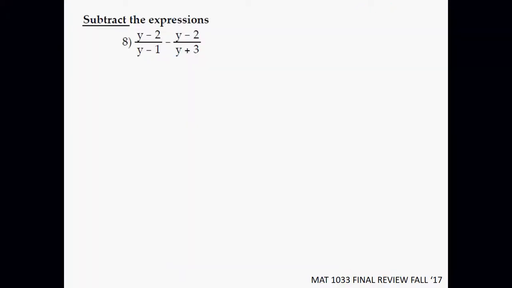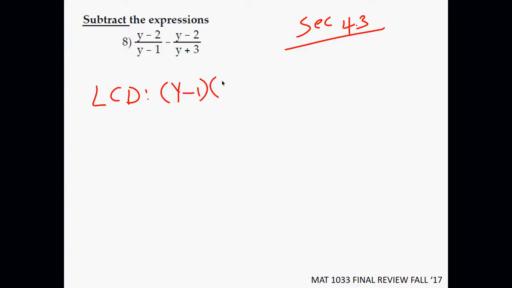Okay. Question number 8, subtract the expression (y minus 2) over (y minus 1) minus (y minus 2) over (y plus 3). And this is from section 4.3. We should ask ourselves what's the least common denominator. It's very clear that the least common denominator here is y minus 1 times y plus 3.